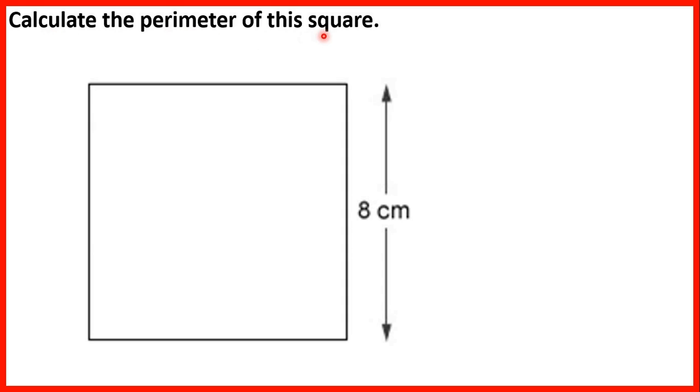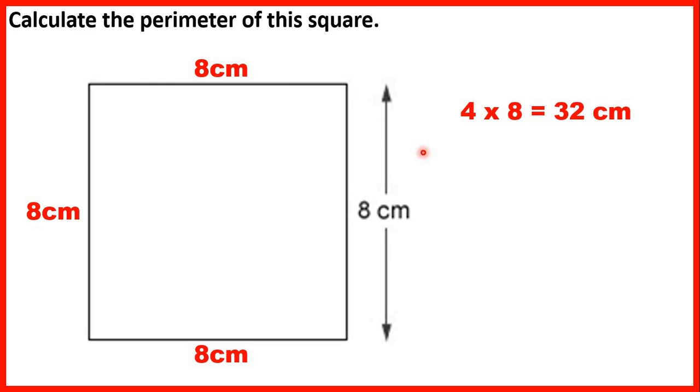Calculate the perimeter of this square. So we need to remember that the perimeter of a shape is the total distance around the outside. Now we only have the length of one of our sides, but we know that it's a square, and in a square all sides are the same length. So if this length is 8 centimeters, then all of our other lengths will be 8 centimeters as well. So to find the perimeter, because we have 4 lengths of 8 centimetres, we have 32 centimetres. 8 plus 8 plus 8 plus 8 is 32.